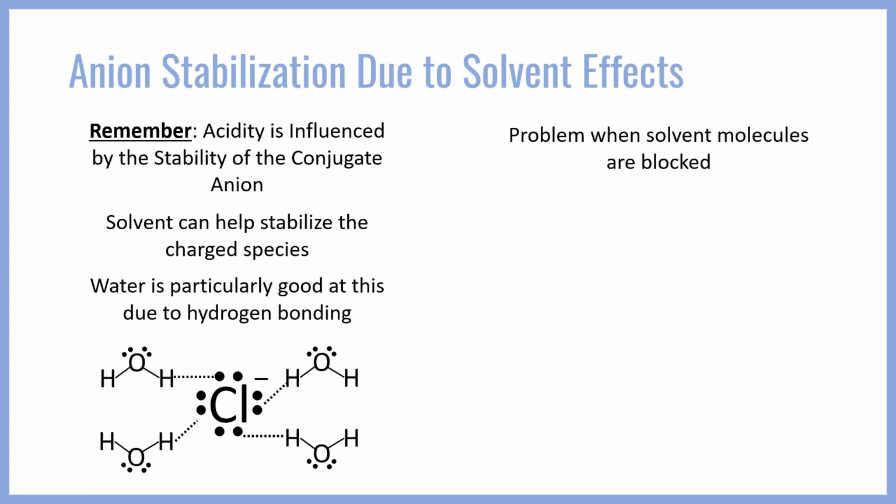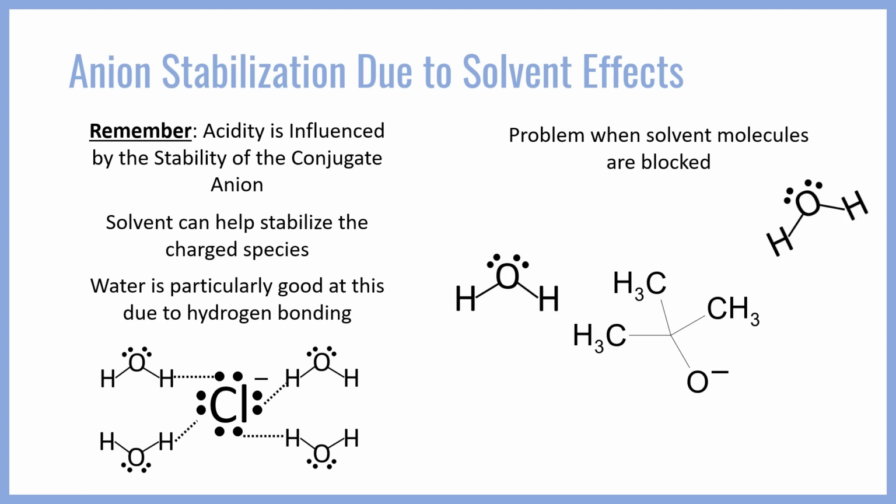However, a problem arises when solvent molecules are blocked from accessing the anion. Consider the tert-butoxide anion shown here. If we dissolve this in aqueous solution, some water molecules would love to go and attack that O- because those very positive hydrogens are looking for centers of large electron density. So they're going to want to approach and form hydrogen bonds to that O-.